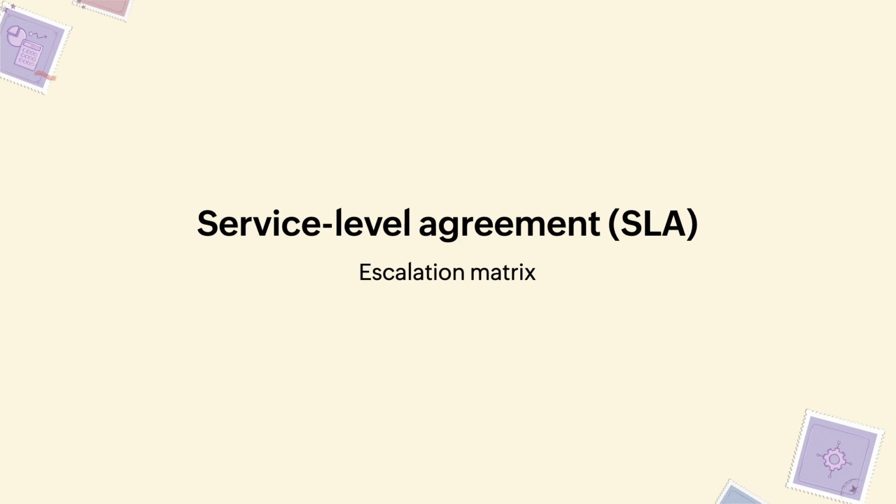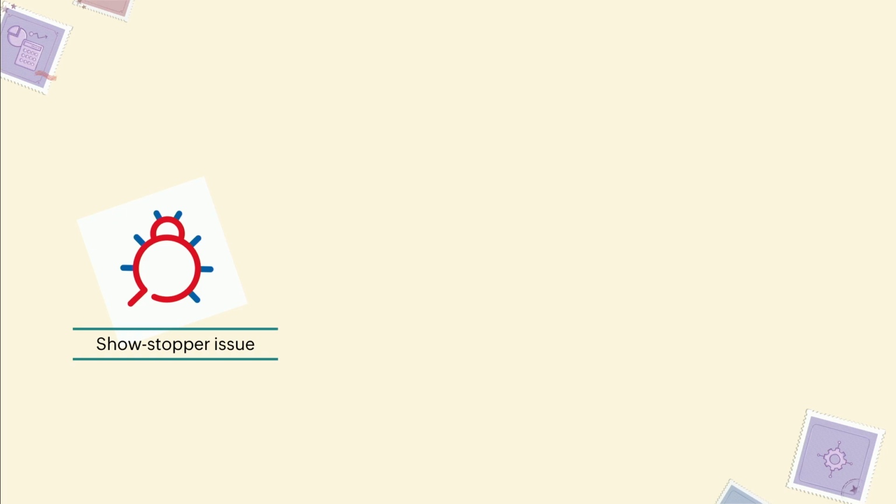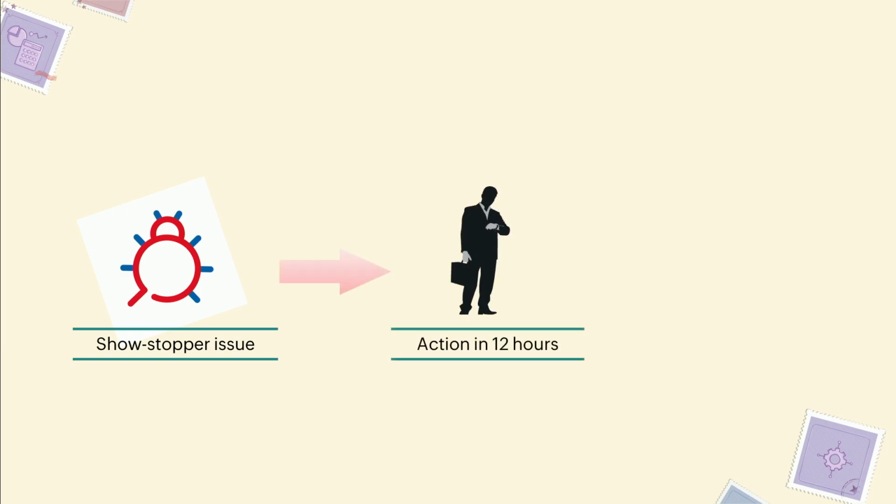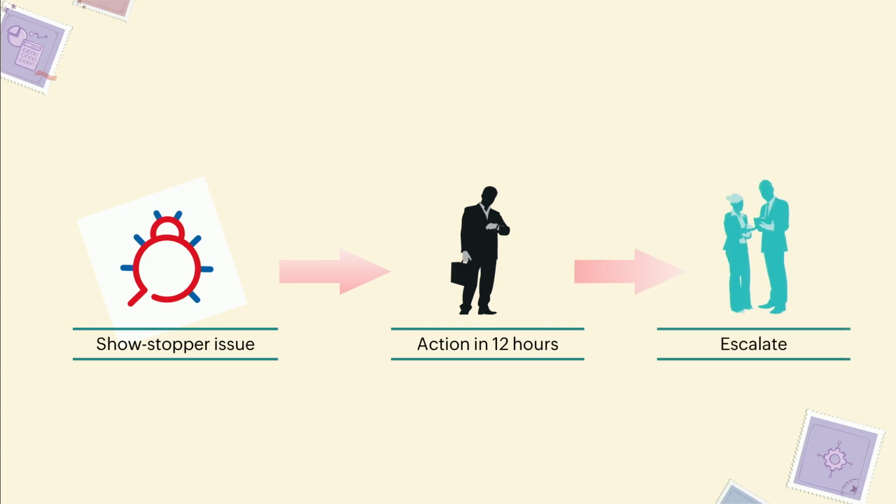The first option which we use in Zoho is SLA, escalation matrix for issues. Whenever an issue is filed in Zoho Projects within our team, if the issue is a showstopper, it has to be actioned in 12 hours. If not, it should be escalated to the concerned team or the reporting manager or anything as such.